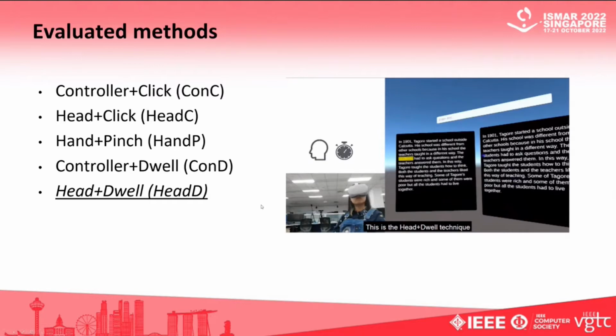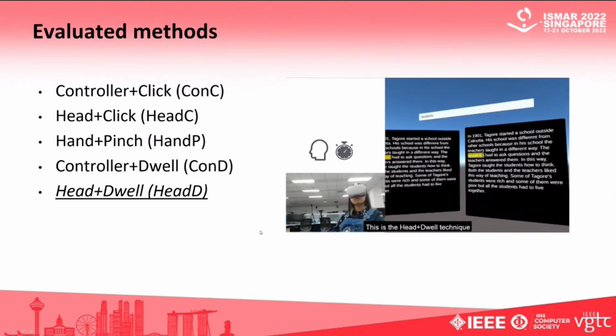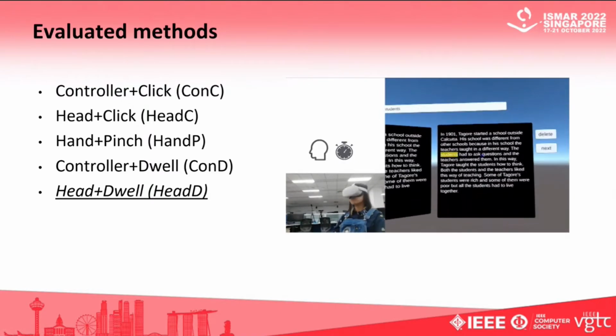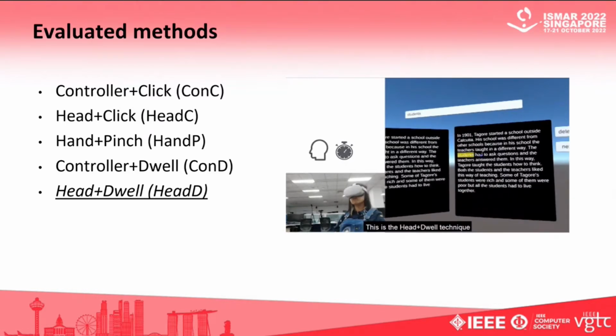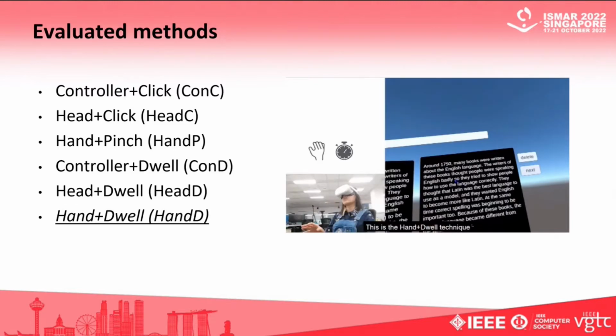The fifth one is head dwell. The user uses head rotation to move the cursor and dwells for 1 second to make the selection. The last one is hand dwell. The user uses hand movement to move the cursor and then performs a dwell to make the selection.